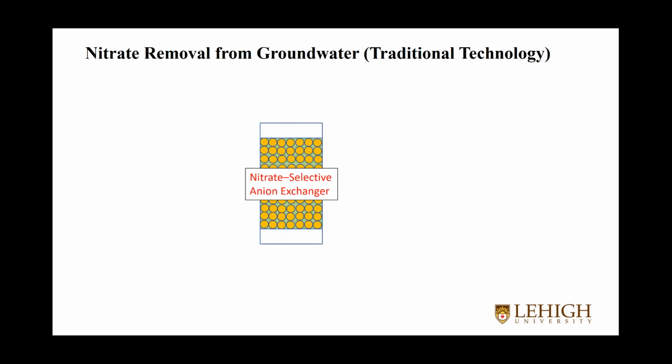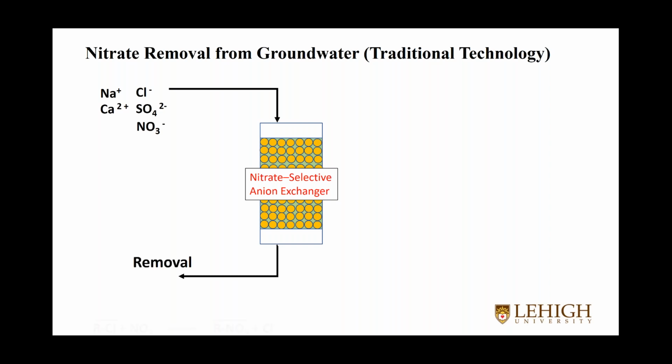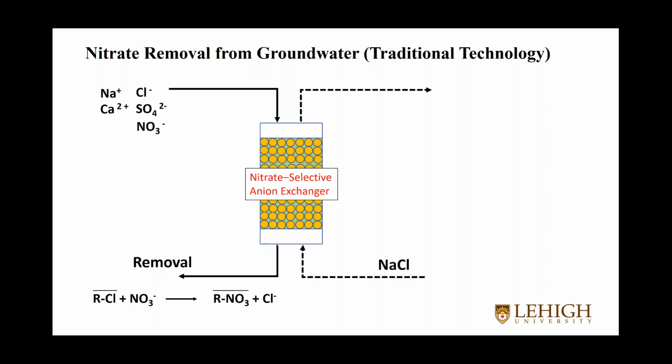Okay. So as the first presenter mentioned, traditional ion exchange technology requires a high concentration of brine to regenerate. To remove nitrate, they use a nitrate selective anion exchanger. Say we have groundwater containing nitrate going through the nitrate selective resin. During the removal, nitrate will go to the resin and release chloride. After the resin is exhausted, people use a high concentration of sodium chloride to regenerate the resin.